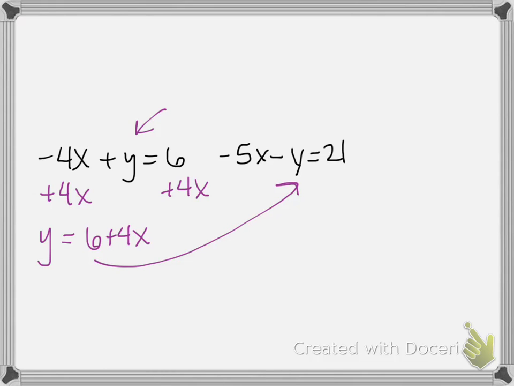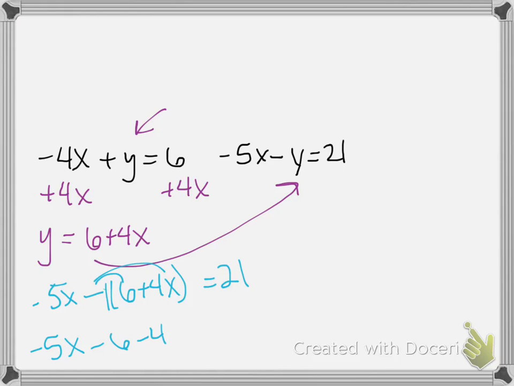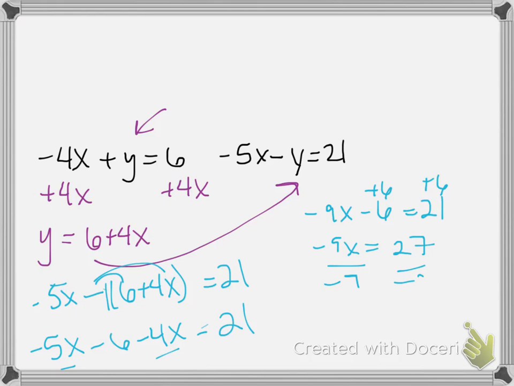So I'm going to get -5x minus, I replace that y with (6 plus 4x), equals 21. I have to distribute a negative this time, so we can make it a -1 to make it easier. So it's going to be -6 minus 4x, because it just flips my signs. -5x minus 4x is -9x. We can add 6. -9x equals 27. Divide by -9.